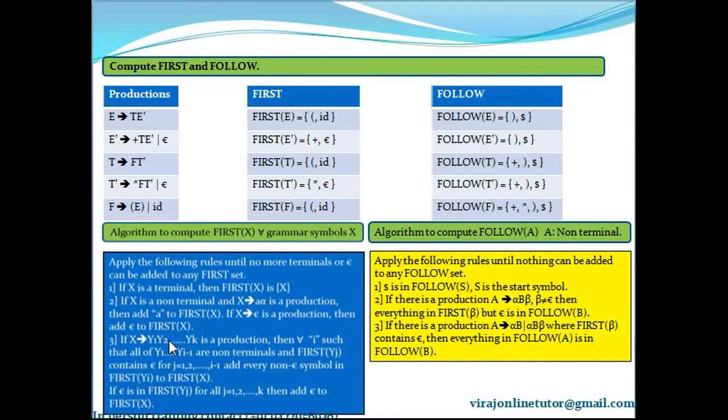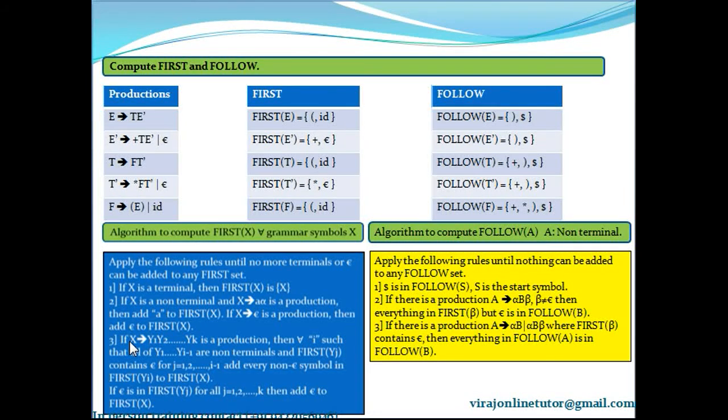If first of all these y's on the right hand side contains epsilon, then only you add epsilon to first of x. Till then, no. If first of all of them on the right hand side of this production contain epsilon, only in that case you add epsilon to first of x, else no.